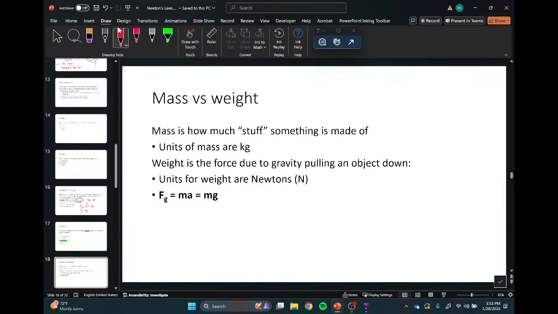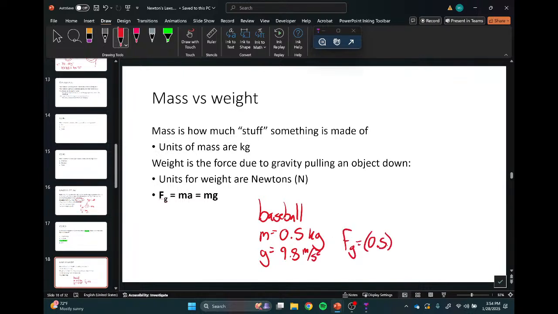Just to give you all a good touchstone, because how much is 1 newton? A baseball has a mass of 0.5 kilograms roughly. This is going to be a weird thing. On Earth, 1 kilogram equals 2.2 pounds. I know I'm doing mass to weight, but it's weird. G is 9.8, so if you want to find the force due to gravity, it's just 0.5 times 9.8. The long and short of this is that a baseball has a weight of 4.9 newtons, about 5 newtons. So if you are holding a baseball in your hand, that's about 5 newtons.